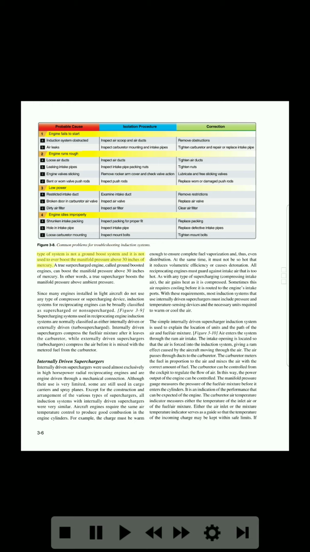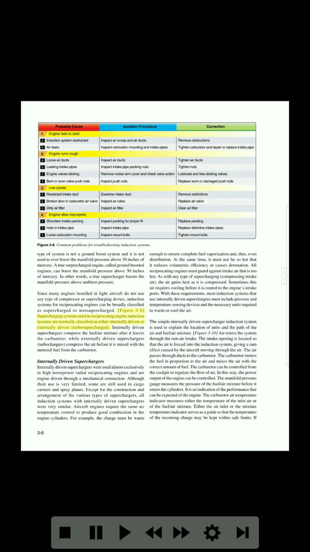This type of system is not a ground boost system, and it is never used to boost the manifold pressure above 30 inches of mercury. A true supercharged engine, called a ground boosted engine, can boost the manifold pressure above 30 inches of mercury. In other words, a true supercharger boosts the manifold pressure above ambient pressure. Since many engines installed in light aircraft do not use any type of compressor or supercharging device, induction systems for reciprocating engines can be broadly classified as supercharged or non-supercharged.